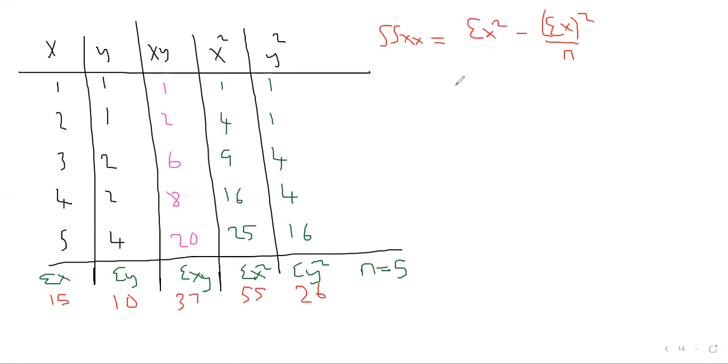What is x squared? 55 minus what? Small x is what? 15 to the power 2. Our n is what? 5. So you're going to have 55 minus 45. So our sum of square xx in this case will therefore be 10.